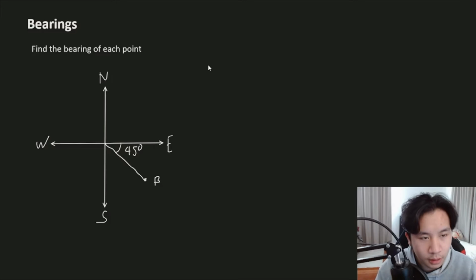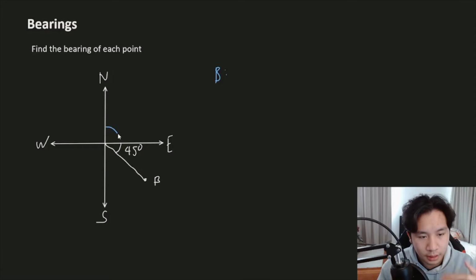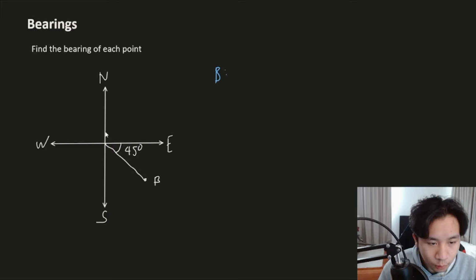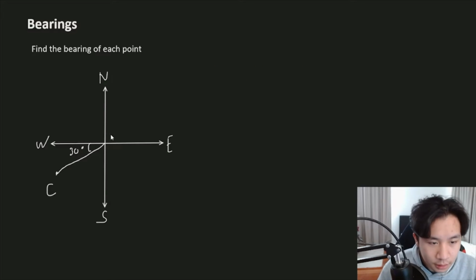All right, so here we have another bearing we need to find. To find B, it starts north and goes clockwise. So that's the angle it's going to make. And we know that this angle is a right angle, so it will just be 90 degrees plus 45, which is 135 degrees.